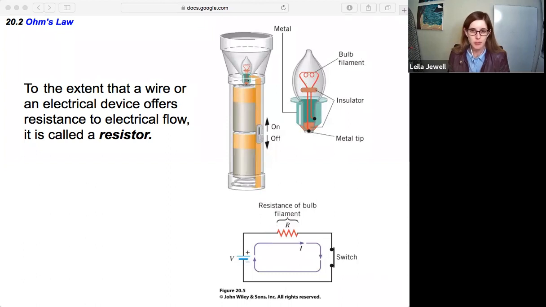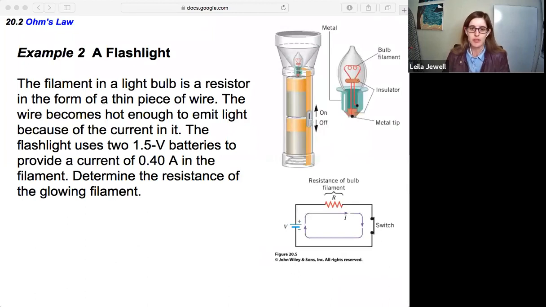Let's try out some numbers with this. Example 2, a flashlight. The filament in a light bulb is a resistor in the form of a thin piece of wire. The wire becomes hot enough to emit light because of the current in it. The flashlight uses two 1.5 volt batteries to provide a current of 0.4 amps in the filament. Determine the resistance of the glowing filament.